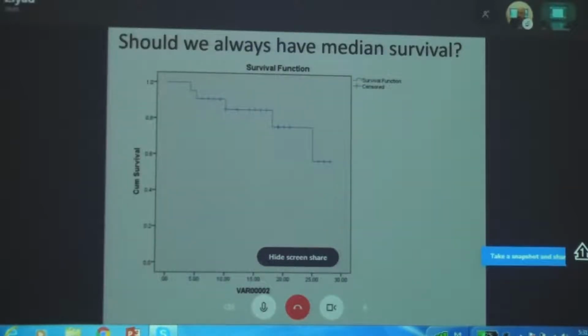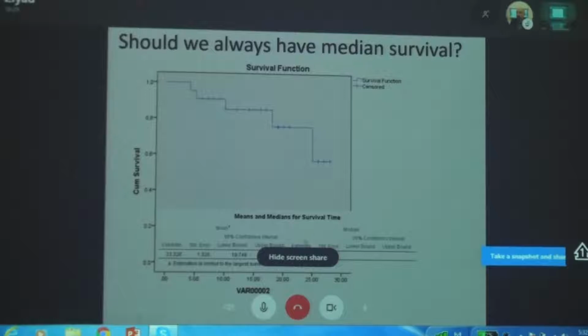Should we always have a median survival? If you look at this picture, I just created this picture. If I ask you to find the median survival from this graph, you'll see that if I go to 50% here and go to the right, I don't even touch the graph. And if I ask SPSS to do this for me, under median survival it gives no estimates at all. So it is possible that we actually don't have a median survival.